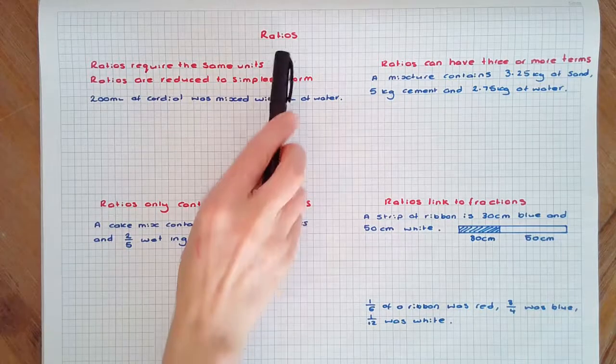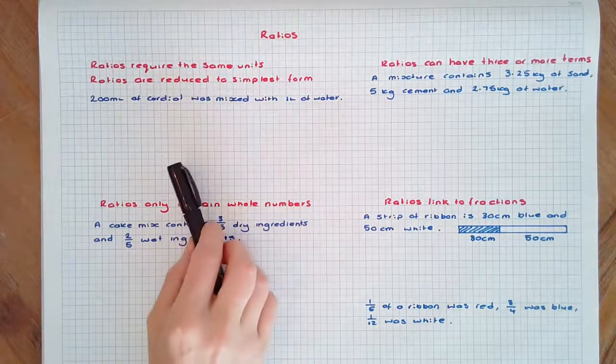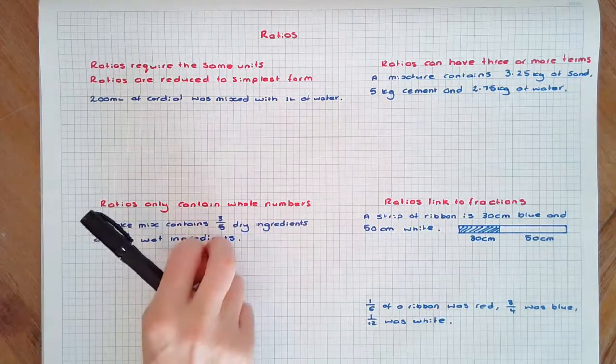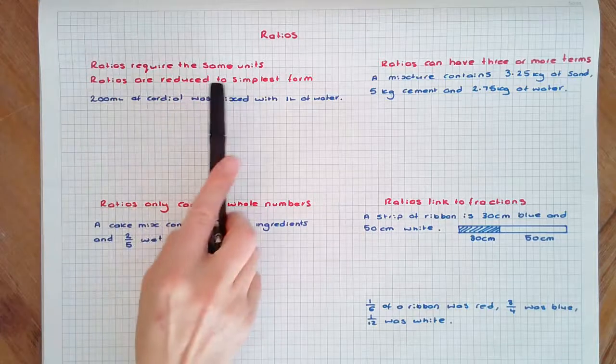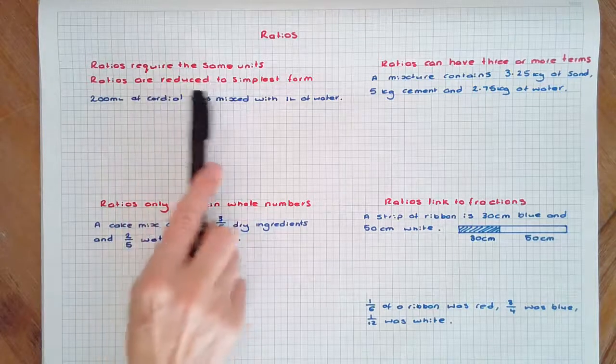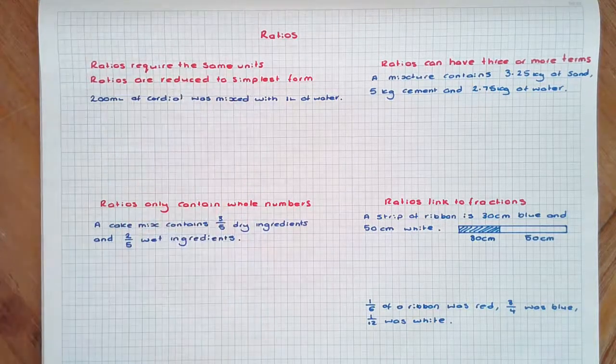In this video, we're going to have a look at ratios. Ratios provide a way of comparing two or more related quantities. Ratios require the same units, and ratios are typically reduced to simplest form.